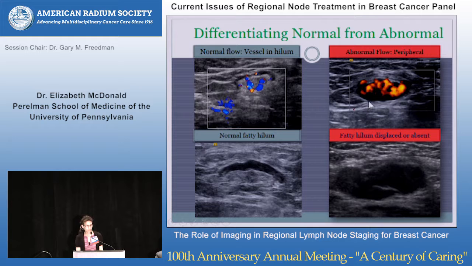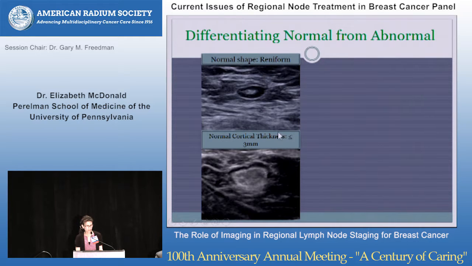So here is an abnormal lymph node on imaging. Instead of just having the hilar blood flow, there's increased vascularity. The normal fatty hilum, which is this echogenic portion, is completely displaced or absent, and this lymph node is also enlarged. And just another example, this is a normal lymph node on ultrasound. This is fat centrally. This is the cortex. The threshold here is 3 millimeters, so if this cortex right here is greater than 3 millimeters, that's considered enlarged.